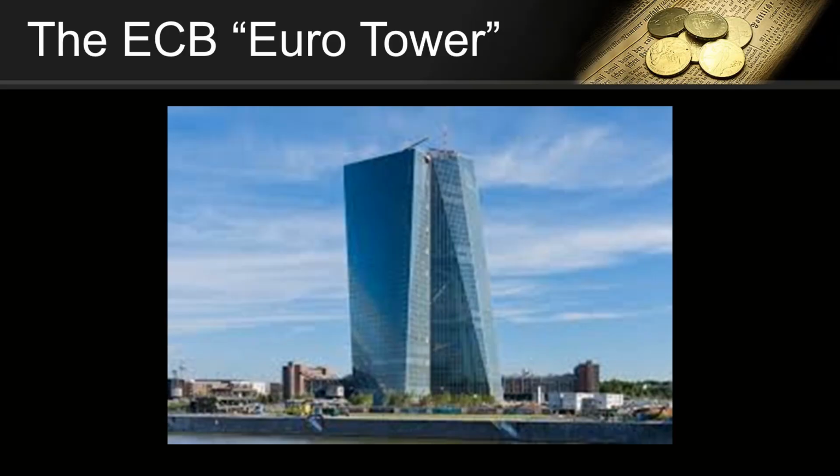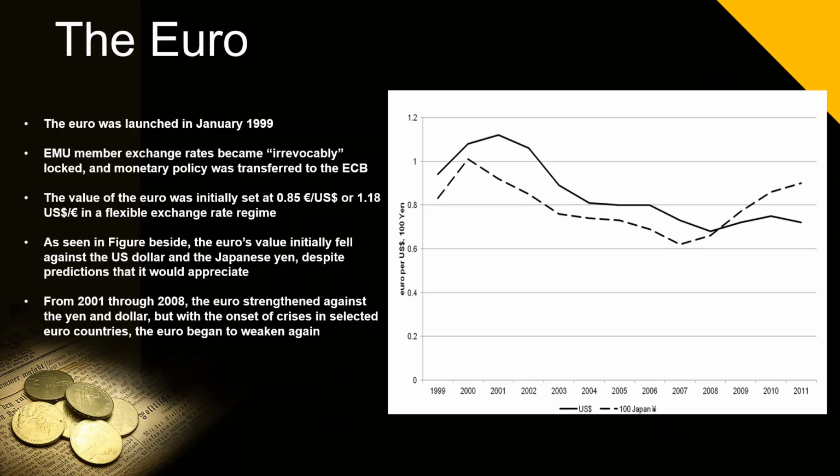Next is just pictures of the European Central Bank Euro Tower. The next section is about the Euro. The Euro was launched in January 1999 when EMU member exchange rates became irrevocably locked and monetary policy was transferred to the ECB. The value of the euro was initially set at 0.85 euro per 1 US dollar, or 1.18 US dollar per 1 euro, in a flexible exchange rate regime.